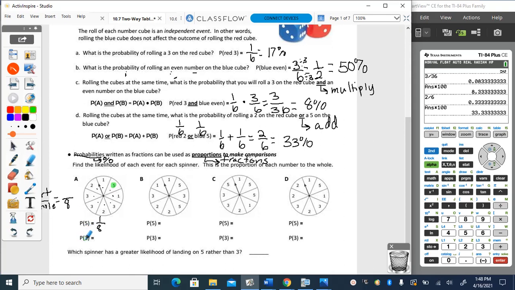Now let's do the next one. We have the probability of landing on a 3. So let's find all the 3s. 1, 5, 1, 1, 3, 2, 2, 3, 3 3s. So how many parts do we have that are 3? 3. And what's the whole still? 8. So we have the probability of spinning a 3 is 3 over 8.